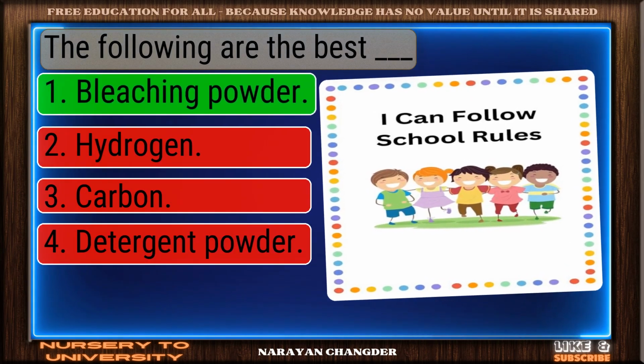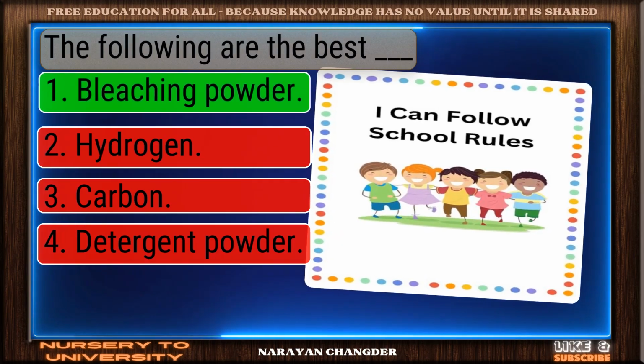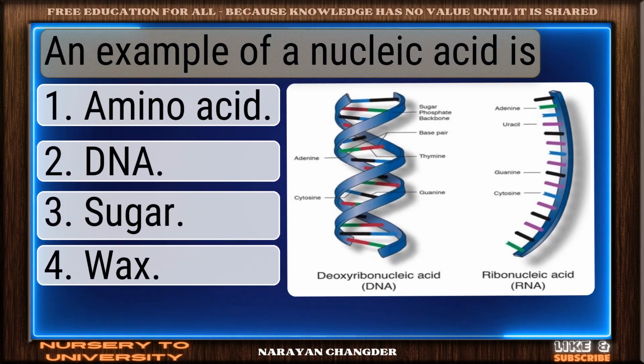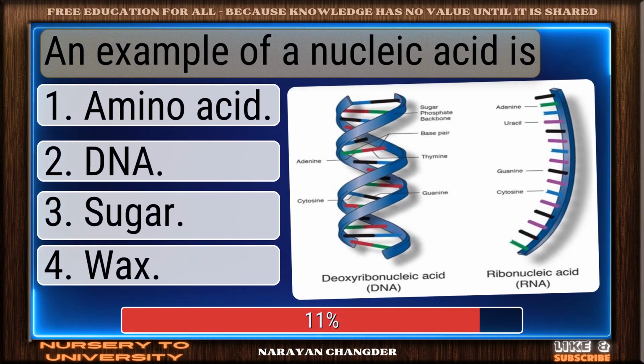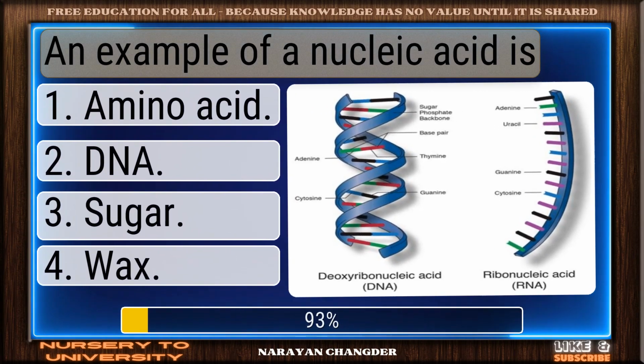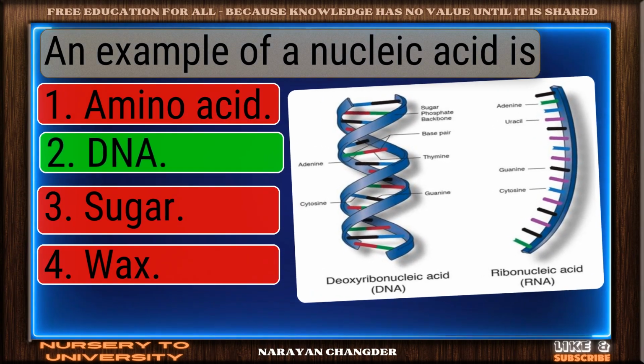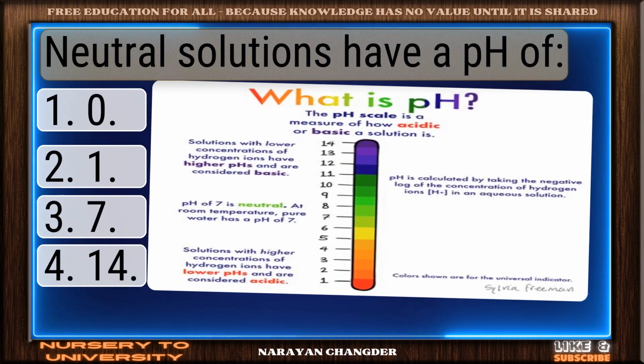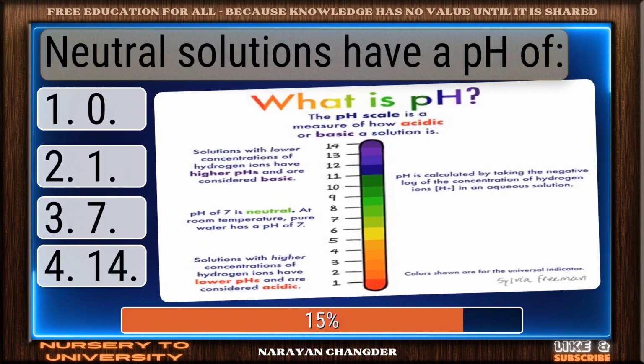Exactly. Bleaching powder makes sense, and it is the right choice. Question number 136. An example of a nucleic acid is. Right again. DNA is a valid answer. Question number 137. Neutral solutions have pH of.